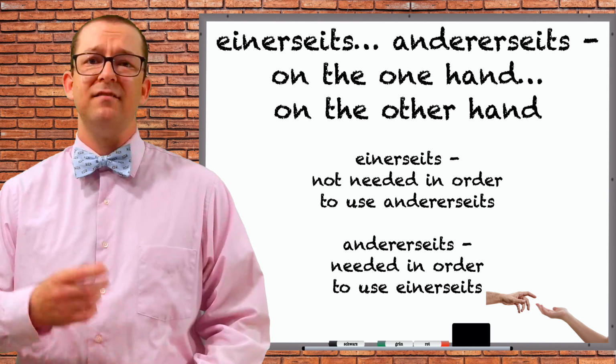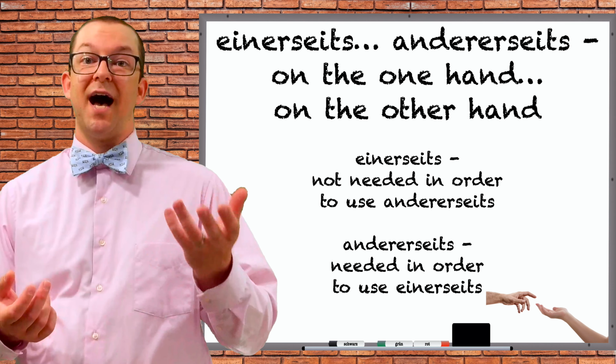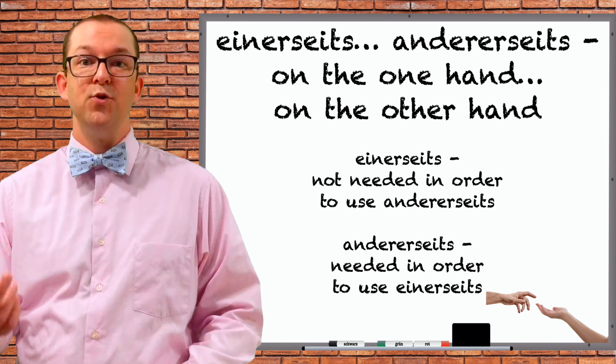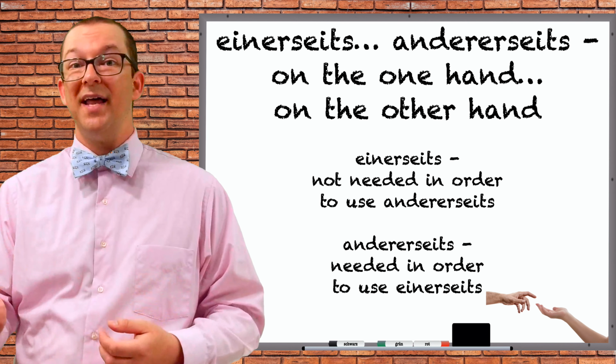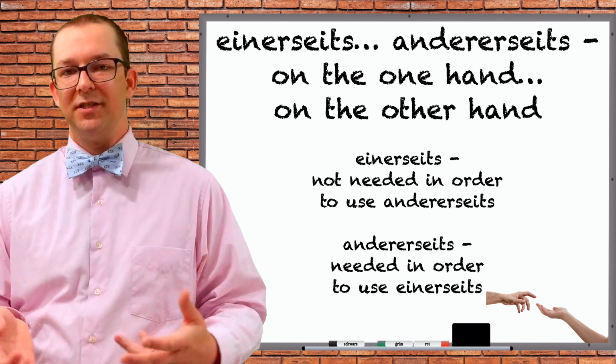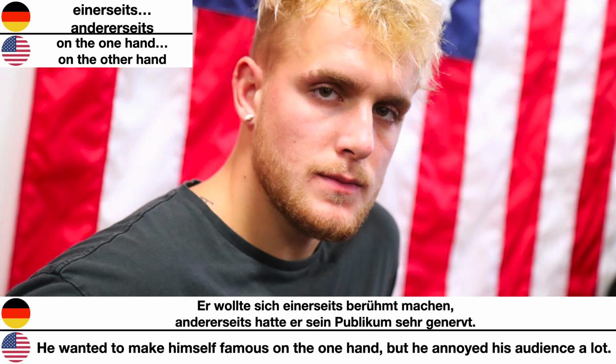You do have to have andererseits in order to use einerseits, however. While einerseits can't stand on its own, you can put both einerseits or andererseits in an adverbial position in the sentence and the conjunction still works. For example, er wollte sich einerseits berühmt machen. Andererseits hat er sein Publikum sehr genervt. He wanted to make himself famous on the one hand, but he annoyed his audience a lot.